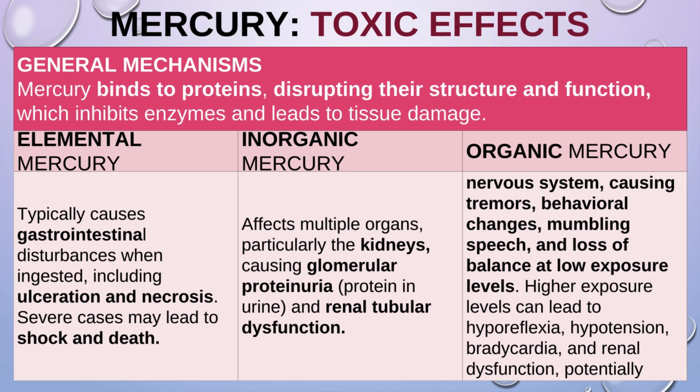But while organic mercury, if this one is in the GIT, this one's in the renal system, the organic mercury will really lead to very toxic effects to the nervous system, causing mumbling speech and loss of balance, even at low exposure levels. Higher exposure levels can lead to hyporeflexia, hypotension, bradycardia, and renal dysfunction.